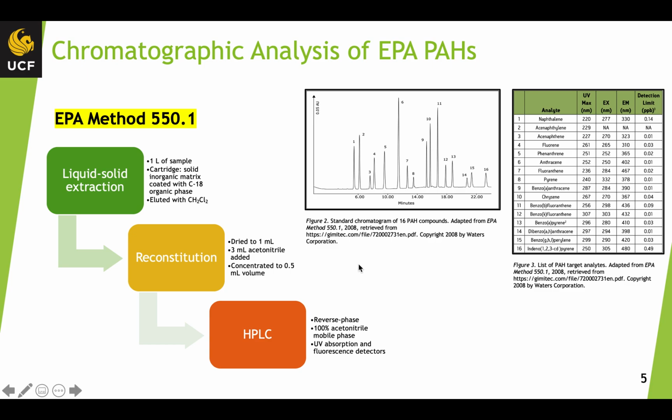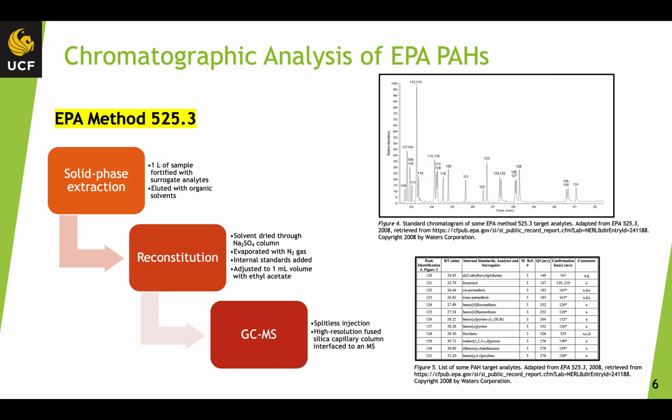The HPLC itself is a reverse phase chromatography, used in this case with an acetonitrile mobile phase coupled to UV absorption and fluorescence detectors. So this list here is just a list of the target analytes for this method, which, as you can see, include the 16 EPA PAHs, and is shown by the sample chromatogram here, which is measuring absorbance and retention time. There is a successful amount of separation with this method for all 16 of these analytes, and therefore it would be successful for the determination and quantification of these EPA PAHs.